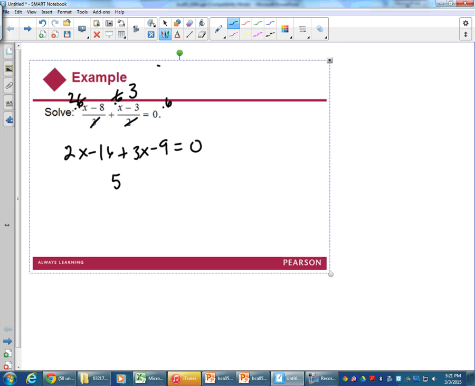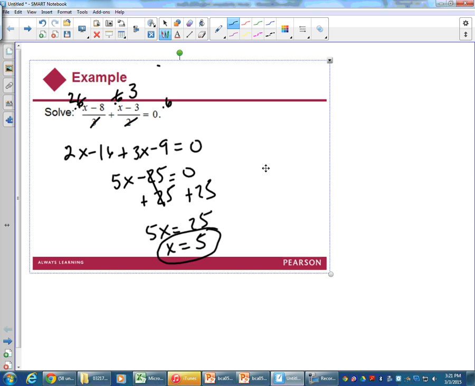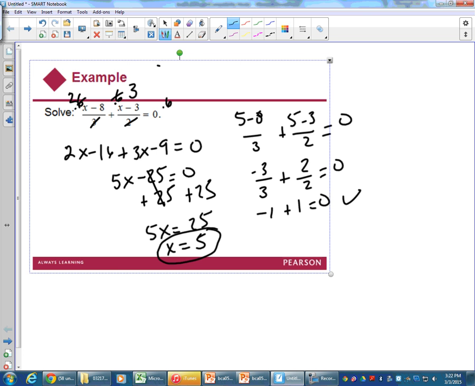Combine your like terms. You have 5x minus 25 is equal to 0. Add 25 to both sides, and that would cancel. 5x is equal to 25. So divide by 5, x is equal to 5. Now we just need to make sure that it really works. 5 minus 8 divided by 3 plus 5 minus 3 divided by 2 equals 0. So that'd be negative 3 divided by 3 plus 2 divided by 2 equals 0. So negative 1 plus 1 equals 0. That checks out. So x equals 5 is my answer.